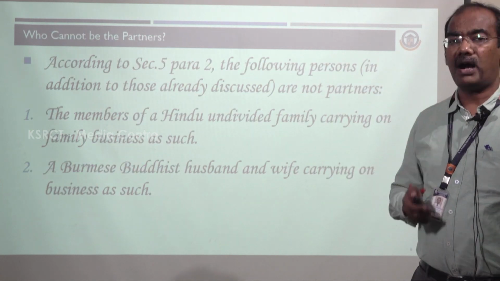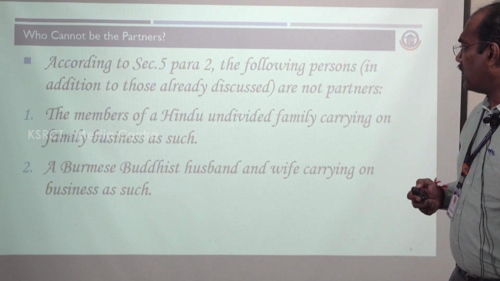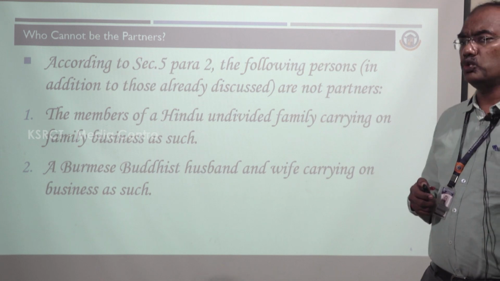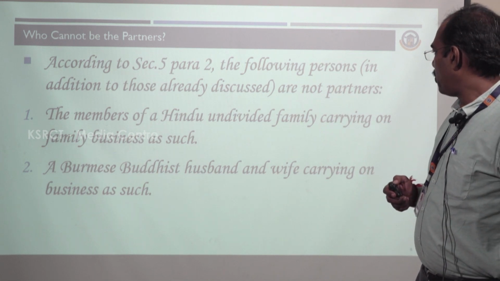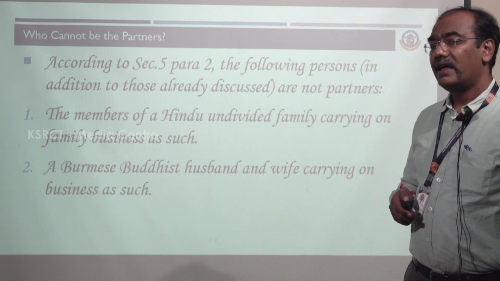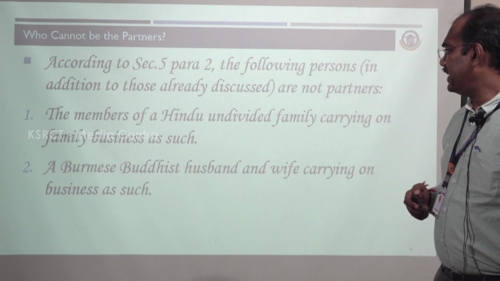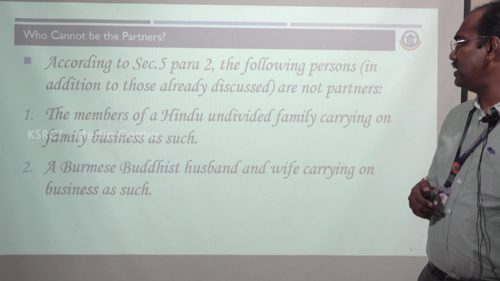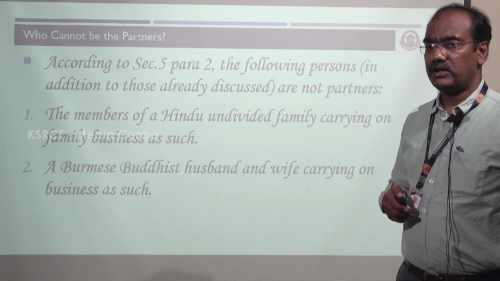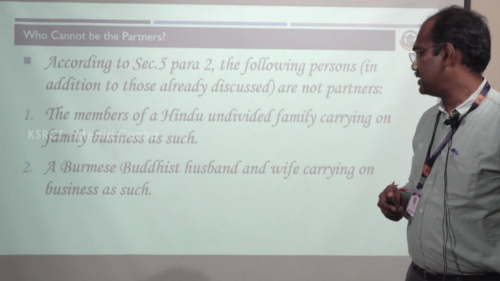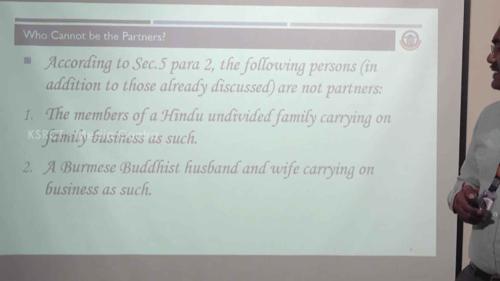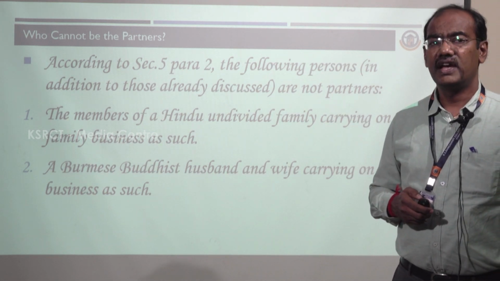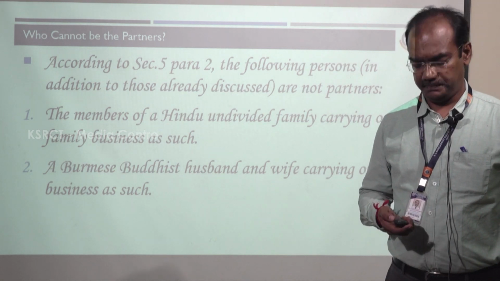Who cannot be the partners? According to section 5 para 2, the following persons, in addition to the already discussed points, are not partners. The first point is the members of a Hindu undivided family carrying on the family business. You cannot have them as partners. And similarly, a Burmese Buddhist husband and wife carrying on the business as such cannot become partners.